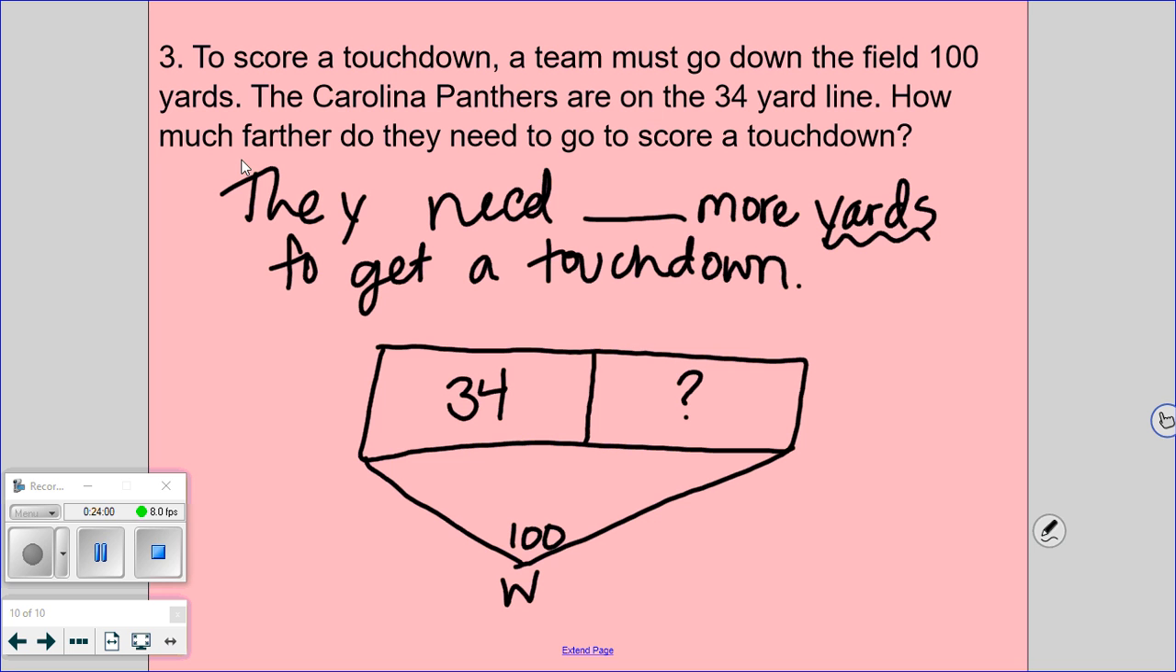What kind of an equation now can I make with this kind of bar model? Mason? Blank plus 34 equals 100. Awesome. Can I create another type of equation? Kylie, what do you think? Thanks, part whole.